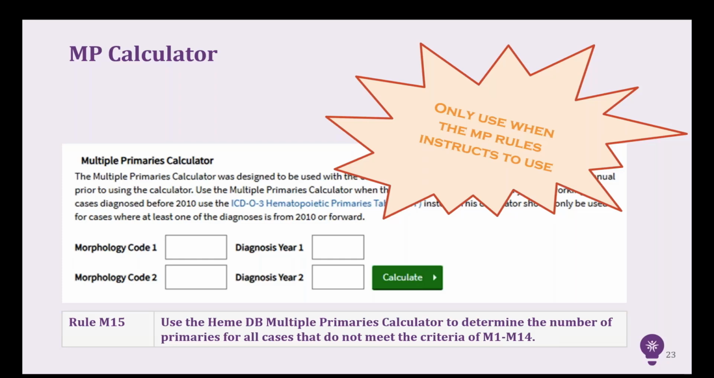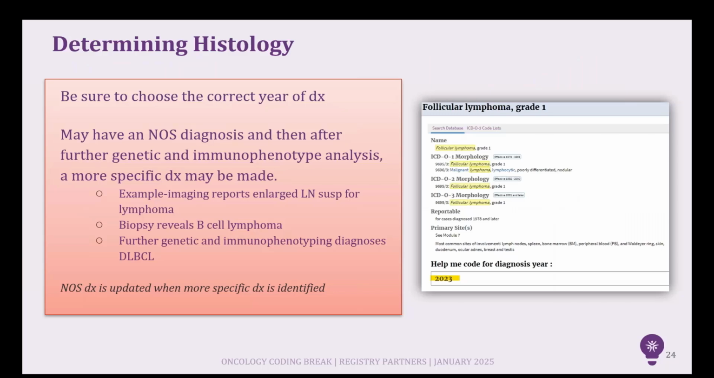Let's look at how we're going to determine histology. Once you have your working histology from the heme database, be sure you have the correct year selected based on the year of diagnosis for your case. So for this example, we have a follicular lymphoma that was diagnosed in 2023.